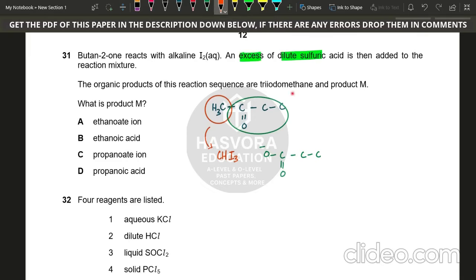This means that the sulfuric acid is providing the H plus ions. So when the H plus ions react with that, this will form HOC double bond O, and this will be C2H5, which is your propanoic acid. So C will be your answer for this. Sorry, this is not the propanoate ion, it is the propanoic acid. The propanoate ion would be formed if there is no sulfuric acid. But now the sulfuric acid will provide the H plus ion, so it will form propanoic acid.